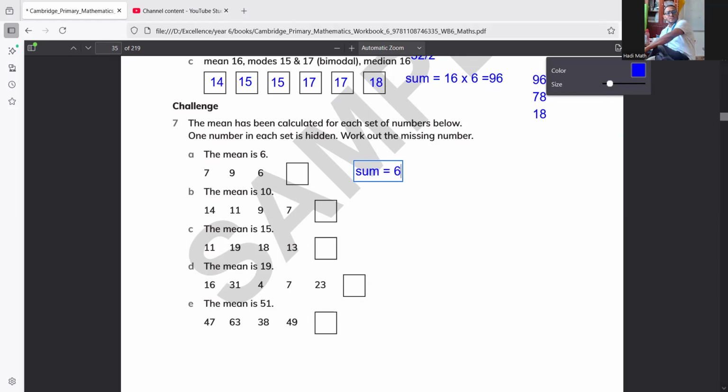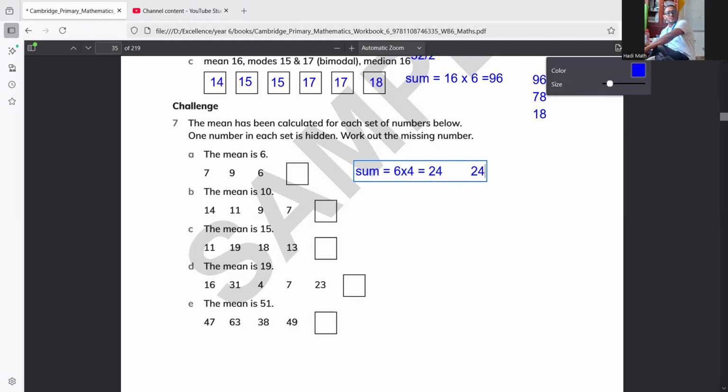Equal to the mean, which is 6, multiplied by the number of numbers. How many numbers are there? 1, 2, 3, 4. There are 4. So 6 multiplied by 4 is equal to 24. That means the sum of all those numbers is equal to 24. So this missing number is equal to what?